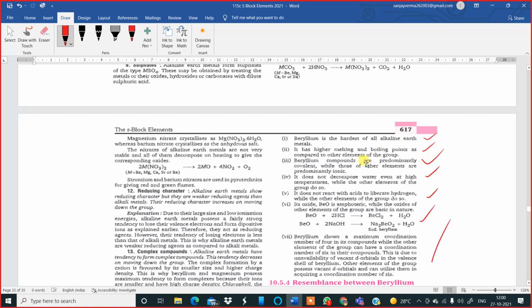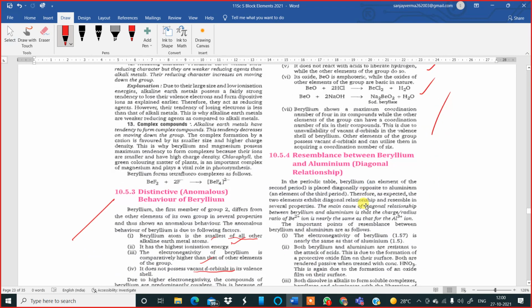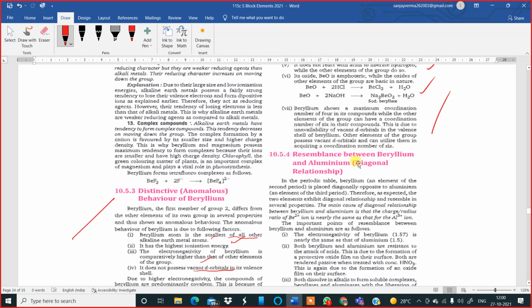Now the resemblance between beryllium and aluminum, which is called diagonal relationship, I will do in the next class tomorrow morning. Tomorrow I have a class with you in the first period. So with this, I would like to end my class here.